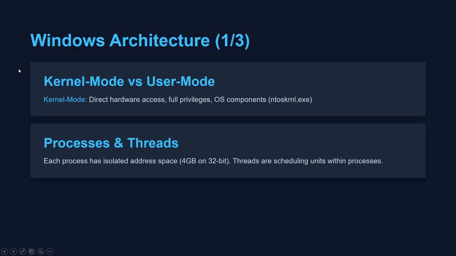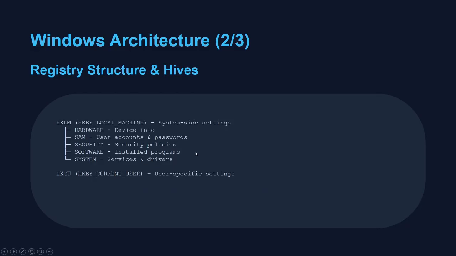So we have two types of Windows architecture: kernel mode, direct hardware access, full privilege, OS component, process and threads. Each process has isolated address space. Threads are scheduling unit within the process. And we have here registry structure.